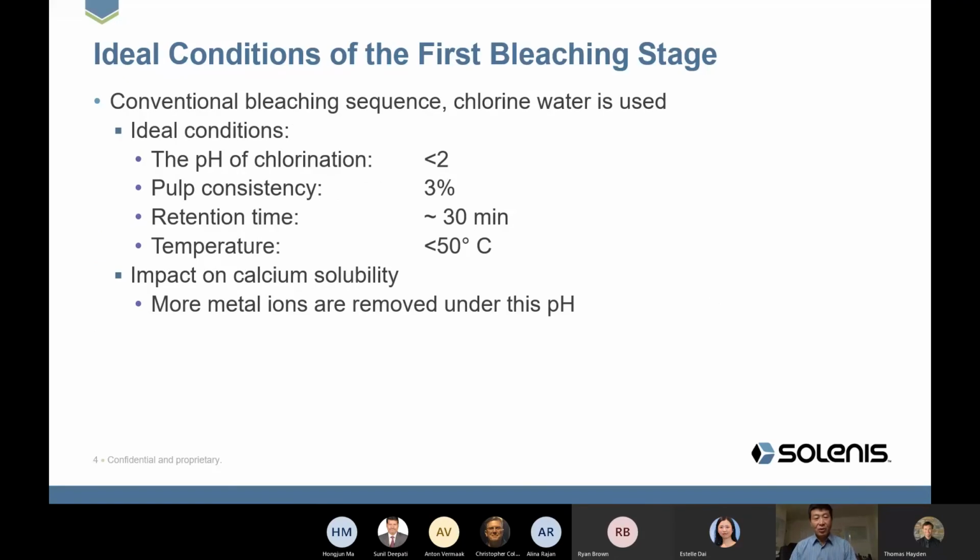So as you know, traditionally, we used chlorine water in the first stage. At that time, the condition was pH around 2, pulp consistency 3%, retention time around 30 minutes, and the temperature below 50 degrees. So at this lower pH, most of the metal ions are removed during washing. So not many mills had a scale issue in the D0 stage.